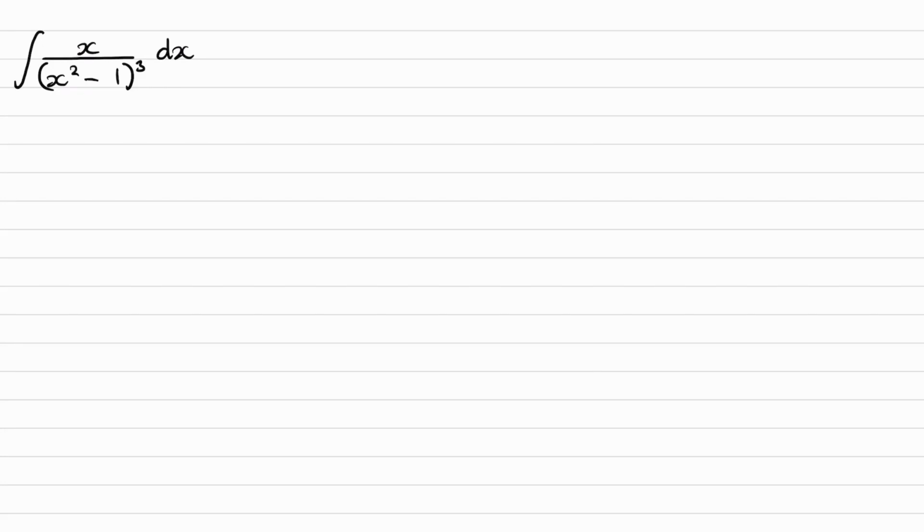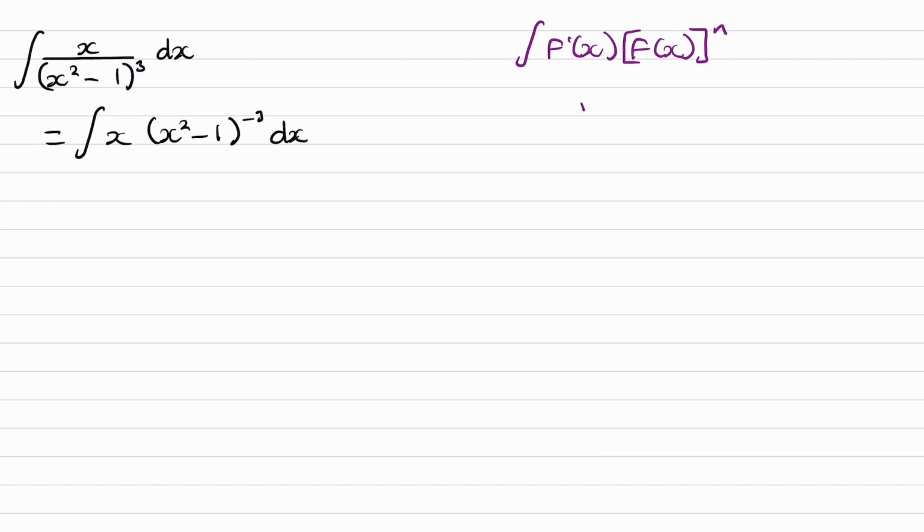Rewrite this as the integral of x multiplied by (x squared minus 1) to the power of minus 3. And what we then have there is of the form f'(x) multiplied by f(x) to the power of n, where n is not equal to minus 1. And when that's the case, we can raise the power of what we have here, which is the f(x). So just to back up a sec, the f(x) would be what we have here, the x squared minus 1. That differentiates to make 2x.